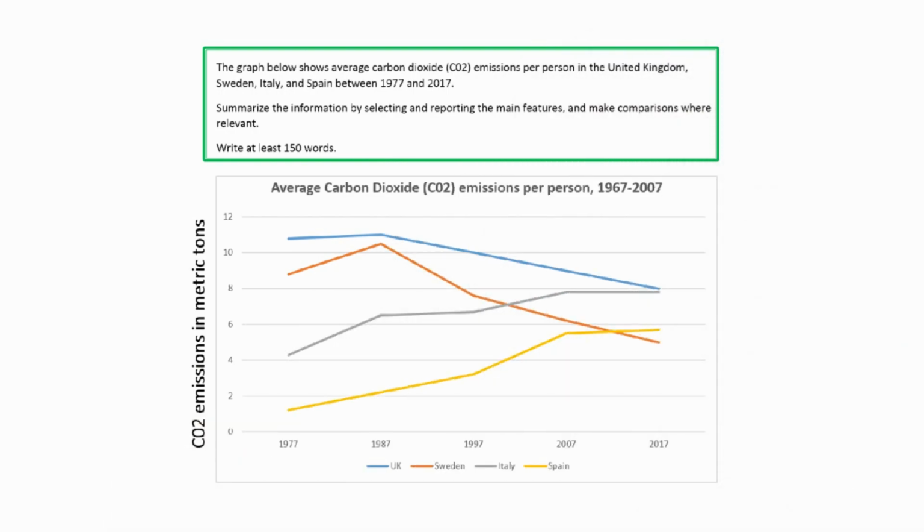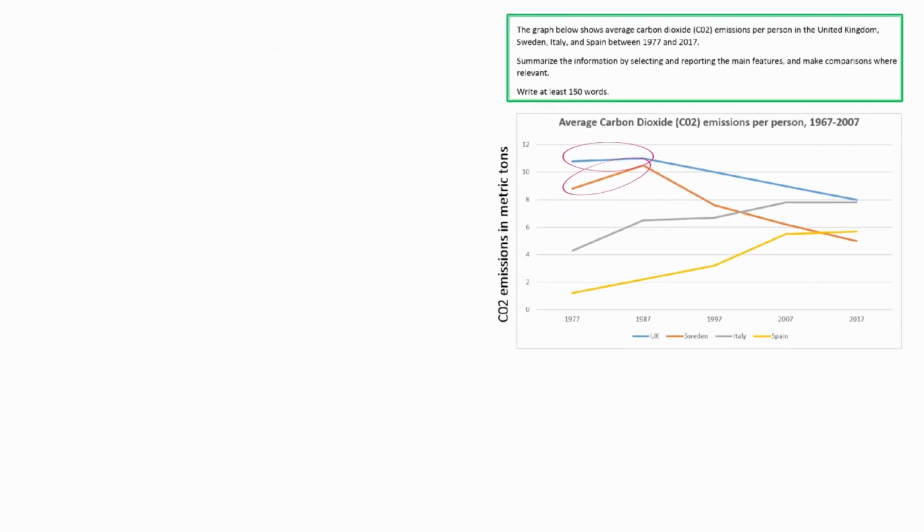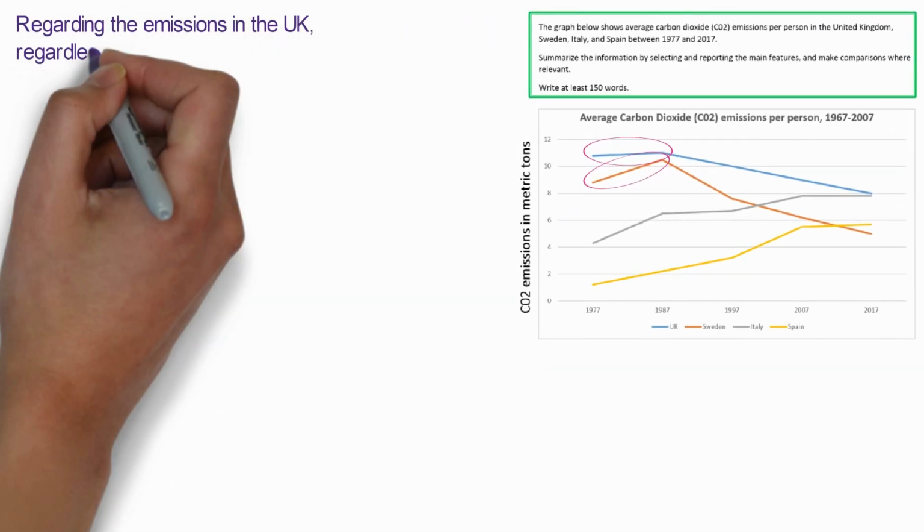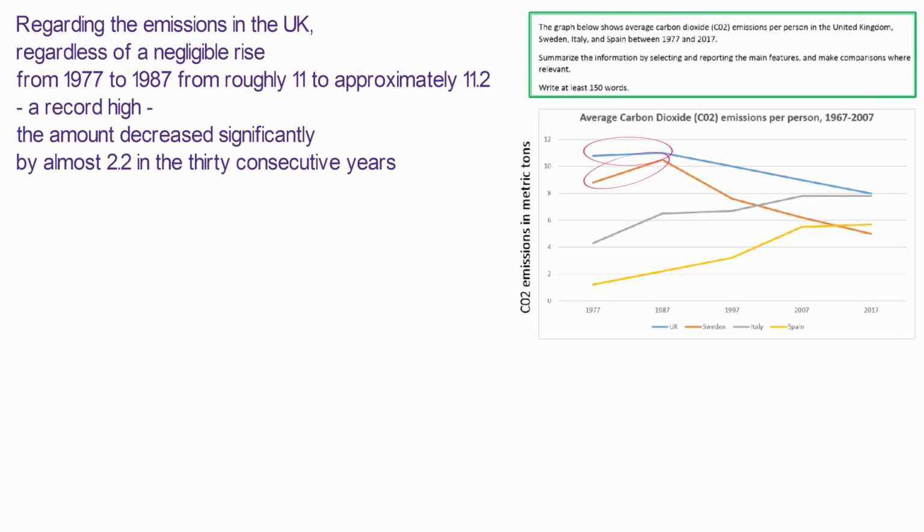Okay, as you can see here, they significantly decreased over the period, except for the part of 1977 to 1987. They experience a rise. Except for that, everything is decreasing. So I will write something like, regarding the emission in the UK, regarding the negligible rise from to, these are details. Don't forget to add them in your sentence, even though it's kind of long, but don't forget to add them in.